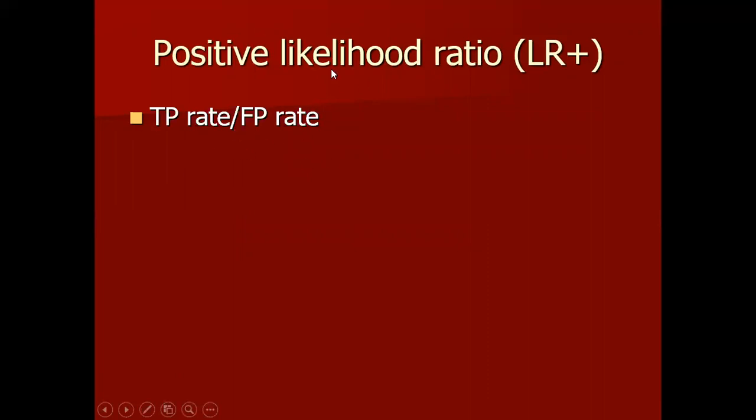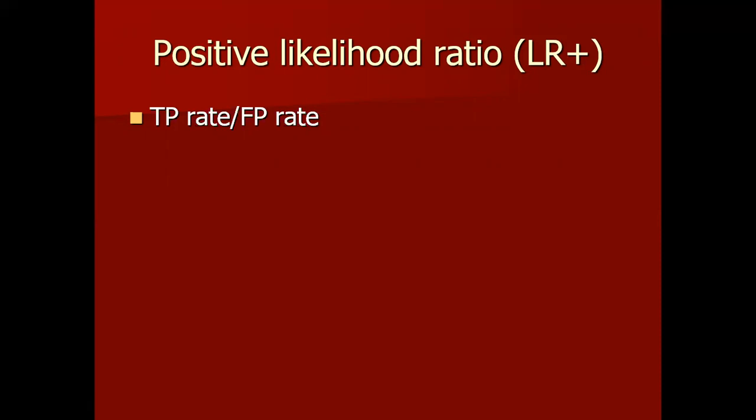Now, if you just look at this as a ratio, a ratio is just one thing divided by the other. As we'll see when we talk about odds ratios, it's just one thing divided by another. Relative risk in itself is a ratio because it's one thing divided by another. So in this case, the true positive rate is on top and the false positive rate is below. A good test would have what? A high true positive rate and a low false positive rate.